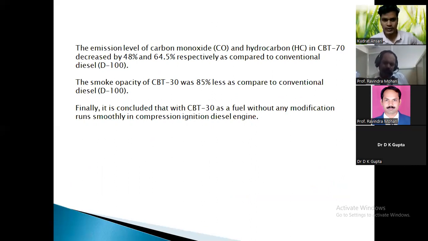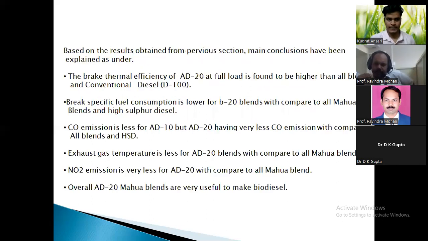So finally, it is concluded that the 30% blend of corn oil biodiesel runs smoothly in a compression ignition diesel engine without any modification. And the brake thermal efficiency for 80-20% at full load is found to be higher compared to all of them. The brake specific fuel consumption is lower for the 20% blend compared to all the Mahua blend biodiesels. Carbon emission is also less for 80-10, but it is quite high compared to 80-10 for 80-20.